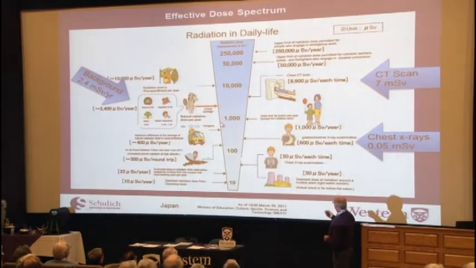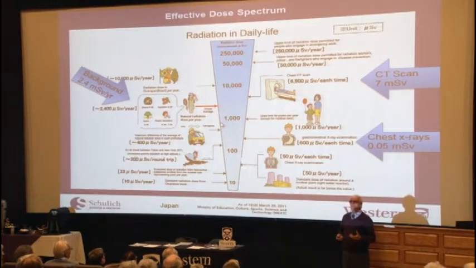Now, this is a nice chart that was produced when the Fukushima reactor went down, to reassure the Japanese people about the levels of radiation dose. I'm not going to go through every number, but I do want to show you a couple of important numbers. So radiation in daily life, here's an important number maybe to carry away in your mind.